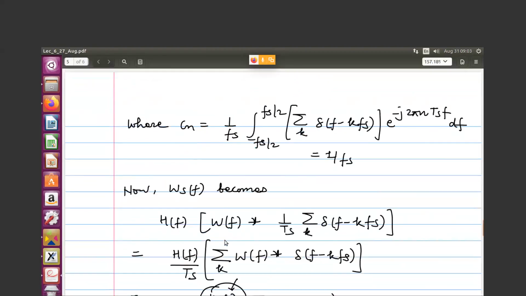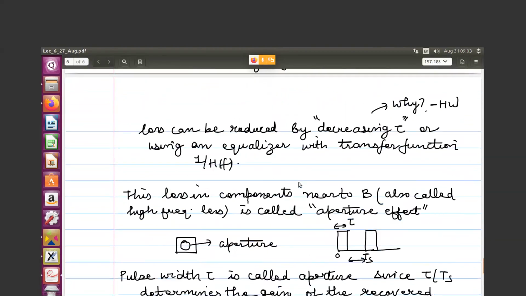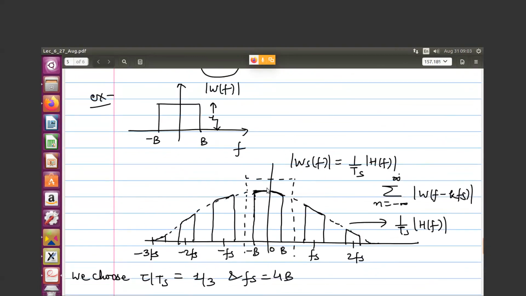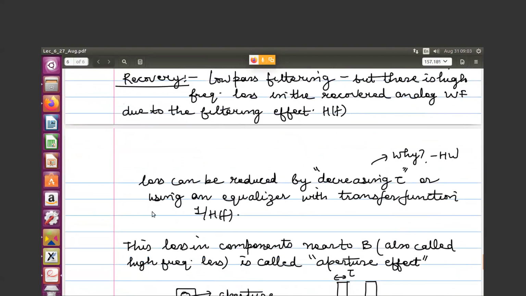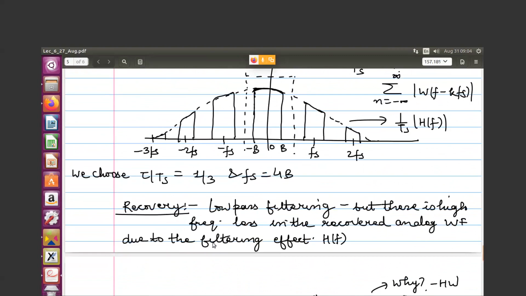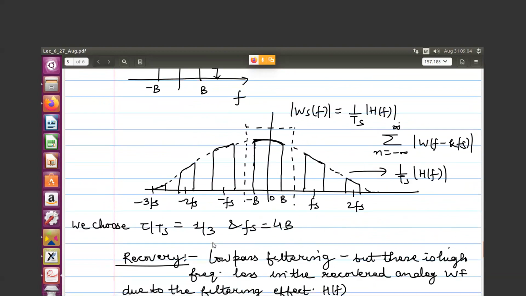See, we wrote it here: low pass filtering, but there is high frequency loss in the recovered analog waveform due to the filtering effect. The shape of our baseband spectrum changes because of this H(f). We said the loss can be reduced by decreasing tau, which I gave as homework, or by using an equalizer with transfer function 1 upon H(f). So this is the conclusion now: since H(f) is a sinc function, it has 0 crossings. So what will happen at the 0 crossings of H(f)?